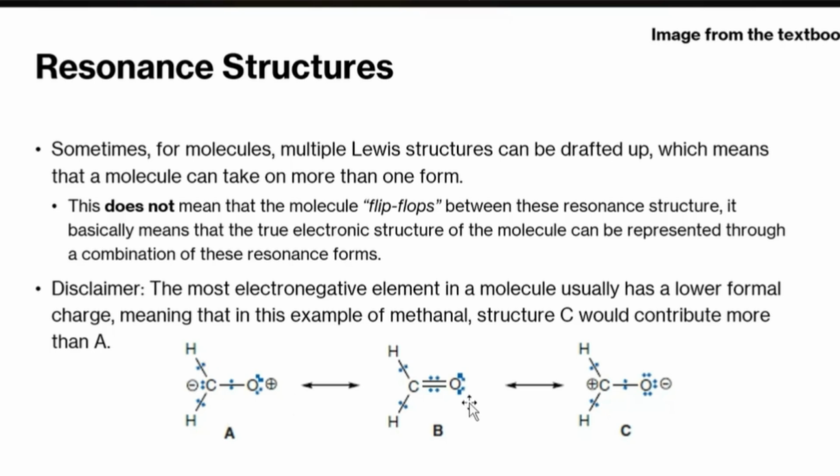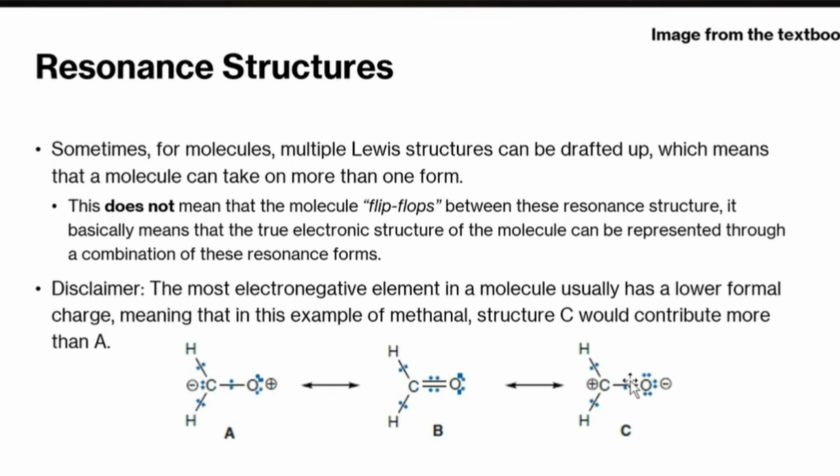Usually, when we're looking at resonance structures, the one that appears the cleanest, aka the one that appears to have the least formal charges, usually contributes a lot, if not the most. Since oxygen is a lot more electronegative than carbon, having a negative formal charge on that oxygen would mean that structure C would contribute more than structure A.